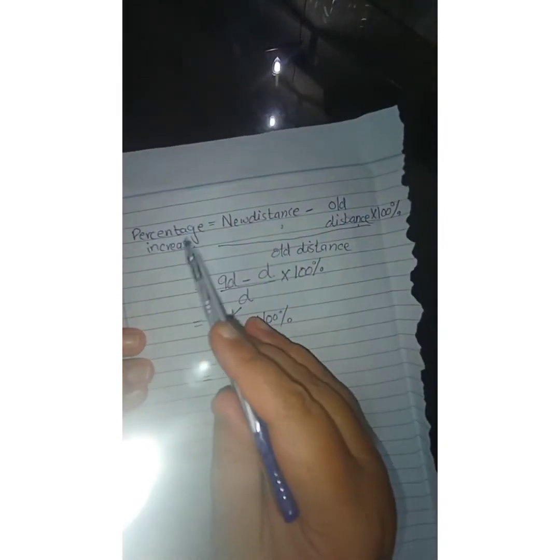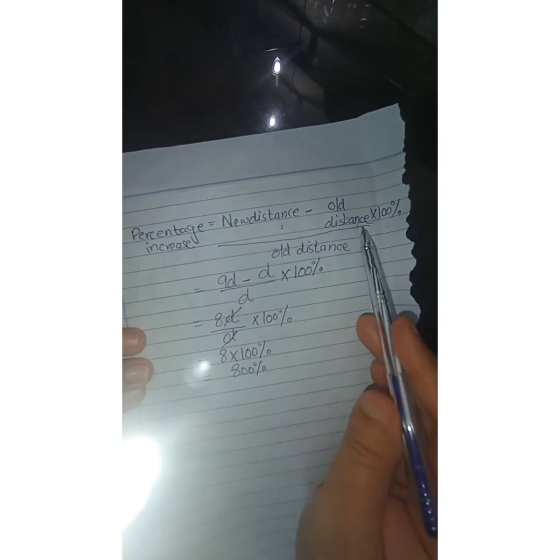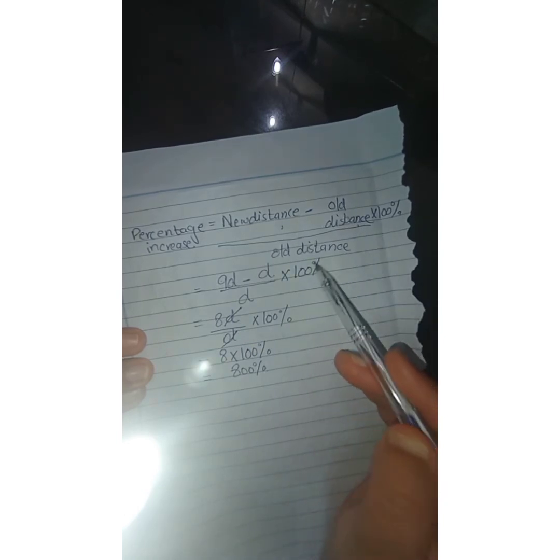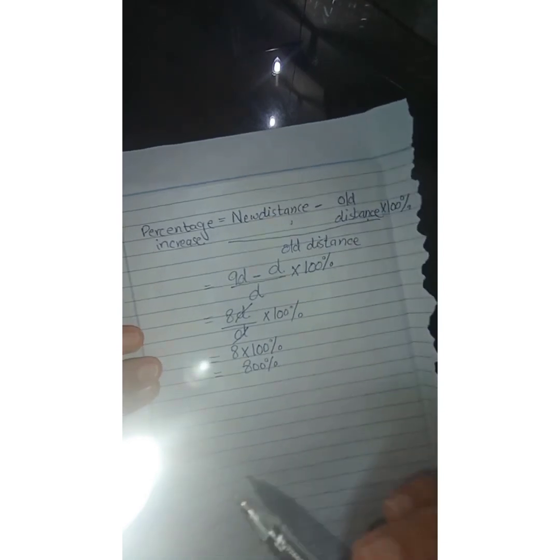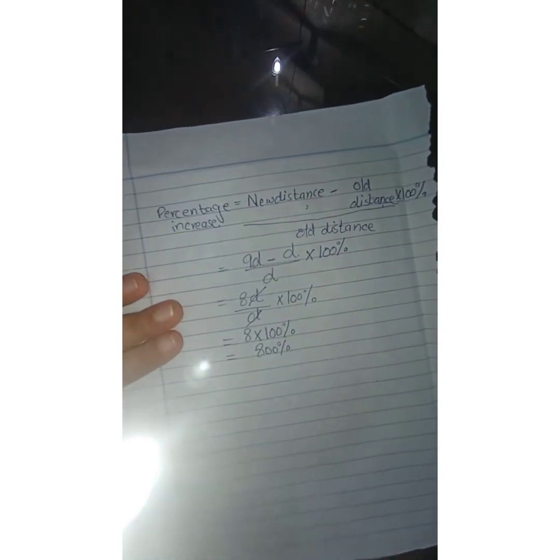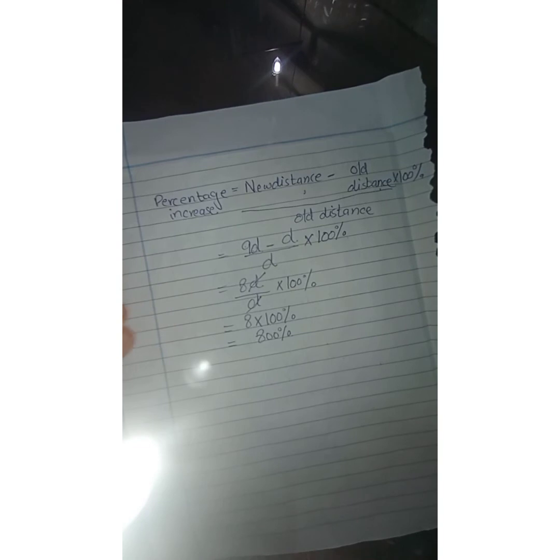Now after this, I found the percentage increase is the new distance minus old distance, divided by old distance, into 100%. So I just subtracted the new values and cancelled out, and I get the percentage increase in the braking distance. I hope this question number 12 is clear, and you will be using the same concept in other questions to find the percentage increase as well.